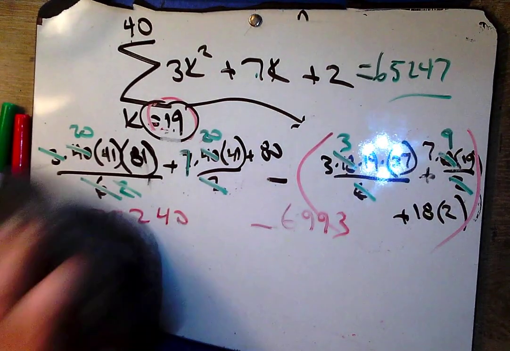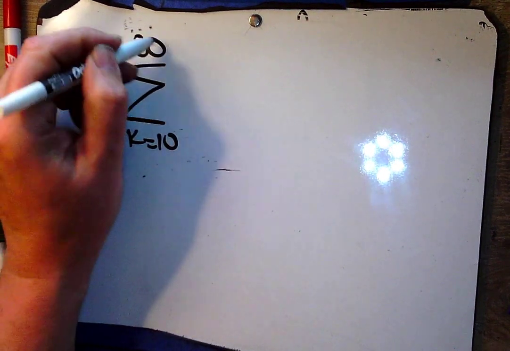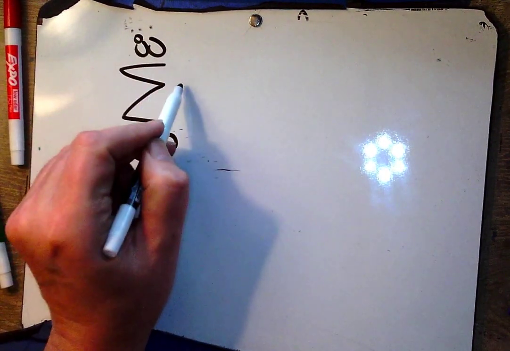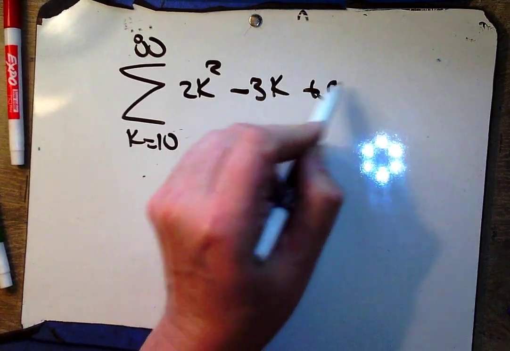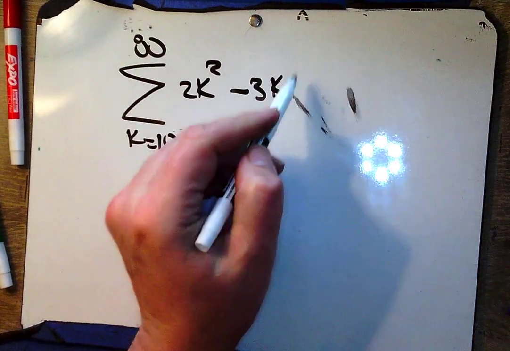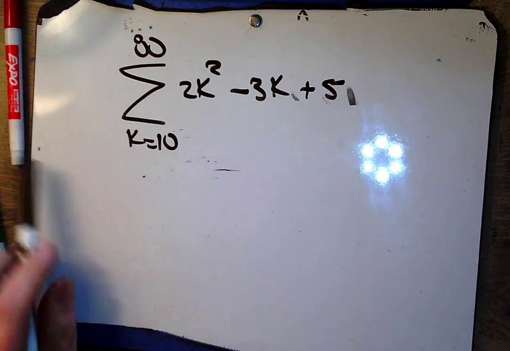Guess what? It's your turn. Here's yours. K equals 10 to 80 of 2k squared minus 3k plus 5. Okay. Will you please evaluate that sigma?